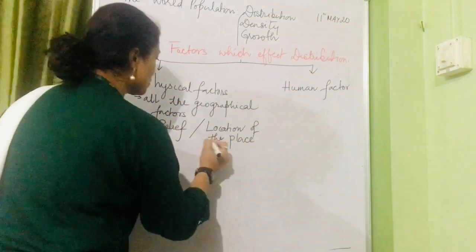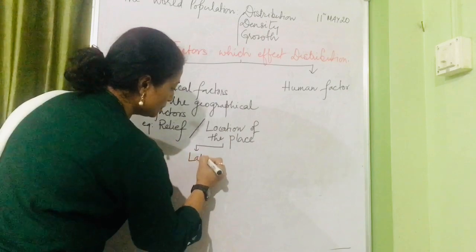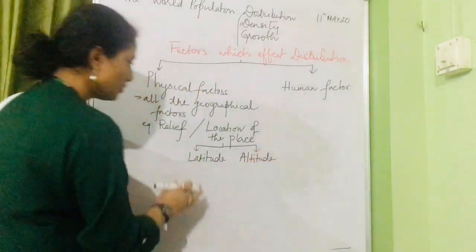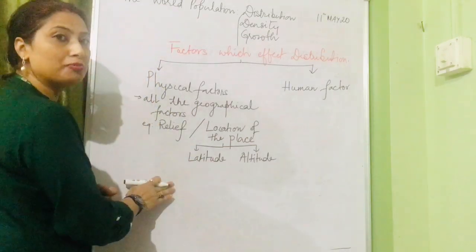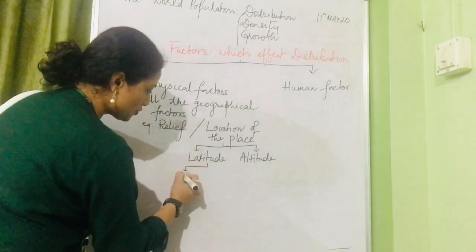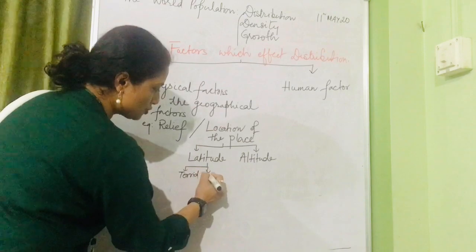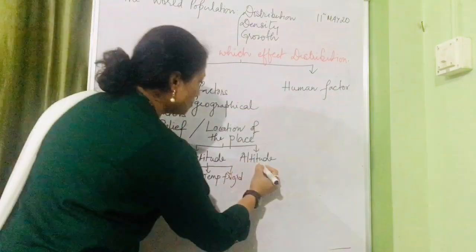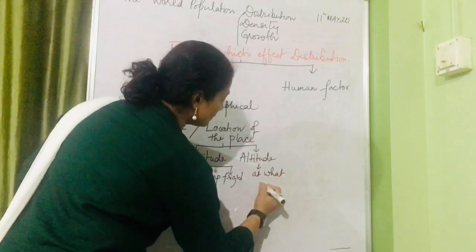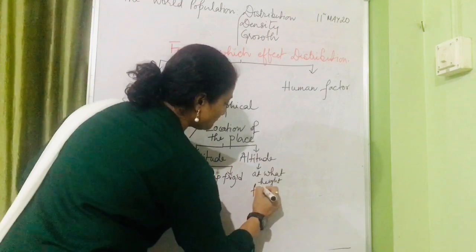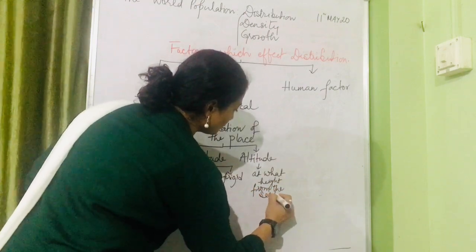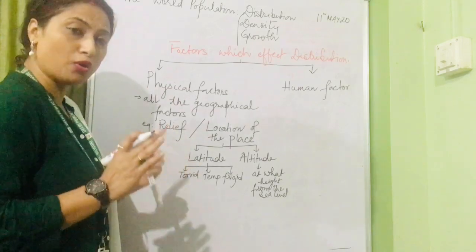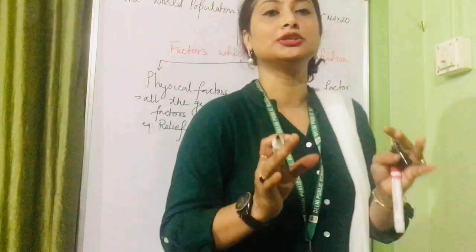If I talk about the location of the place, the two things which come, one is latitude and one is altitude. Latitude means on which latitude your place is located. It is located in torrid zone or temperate zone or frigid zone. And altitude refers to at what height from the sea level. It means the places which are located in torrid zone, which are extremely hot, it can be one reason that you will find the population density is very low.